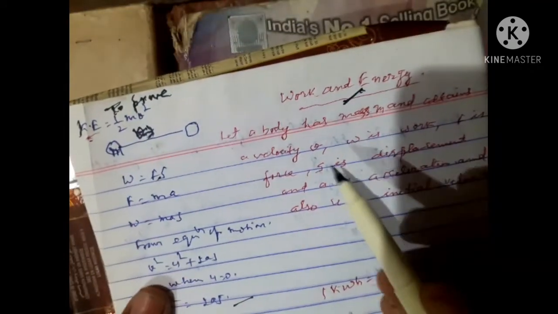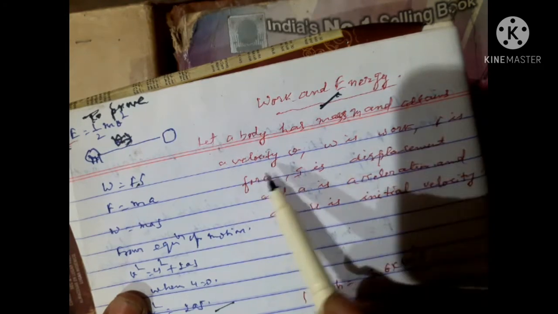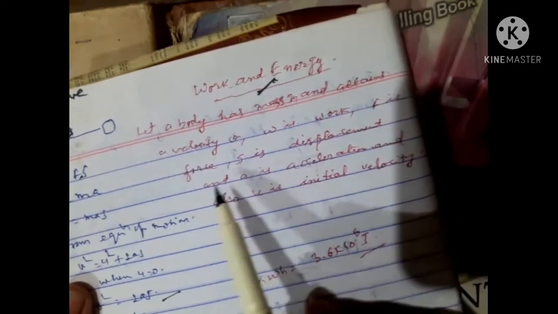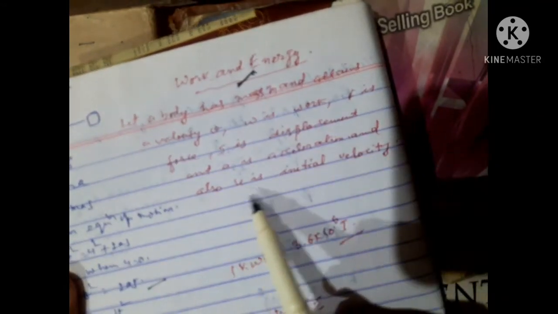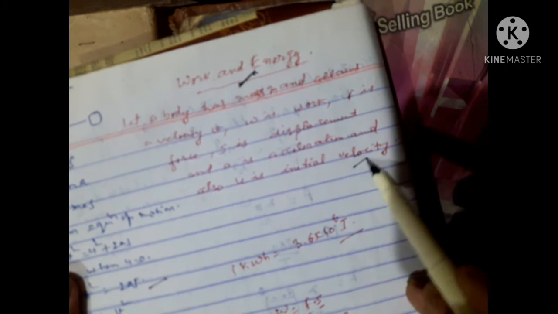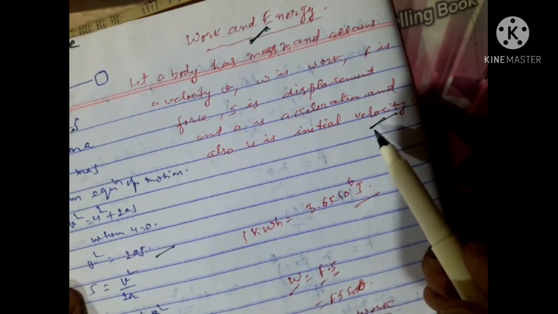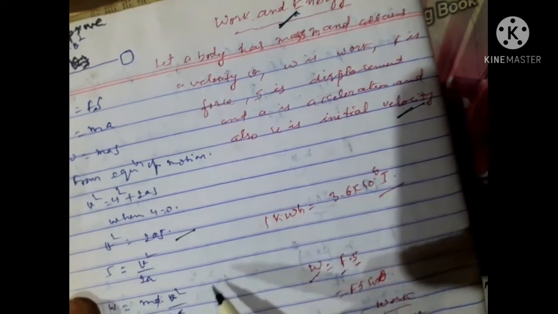Here I have written, let a body have mass m and attain a velocity v. W is work, F is force, S is displacement, A is acceleration, and u is initial velocity. You have to write this. While you write the answer, you should write all these things and then you should prove this.